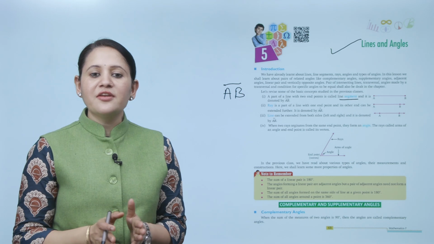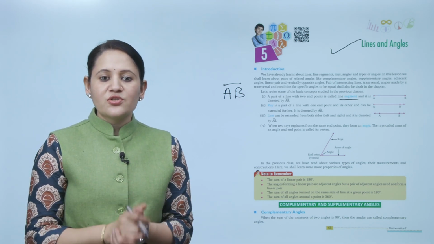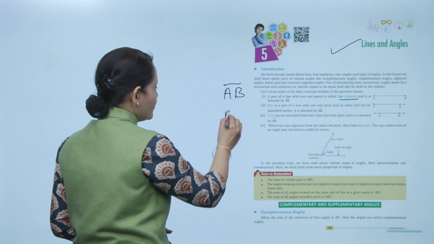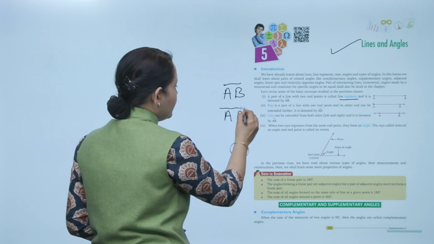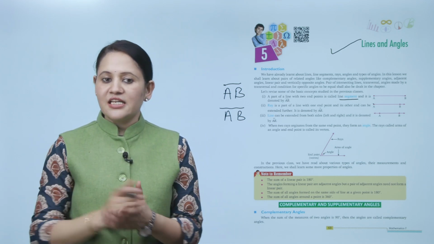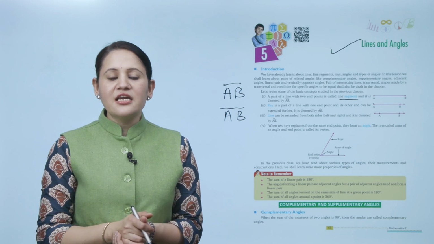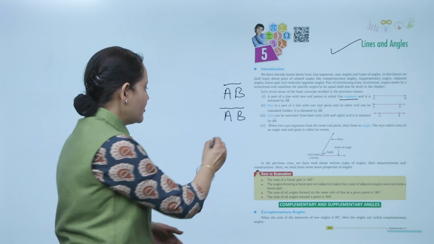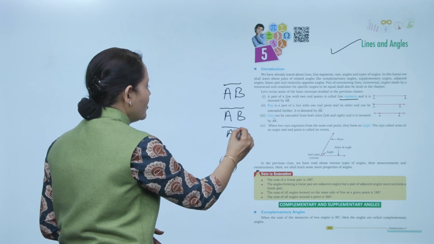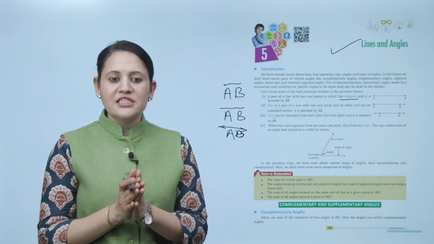A ray is a part of a line with one endpoint and its other point can be extended further. Here it is a ray, it has one endpoint. So ray AB means one-side arrow, meaning in one direction it can be extended endlessly. A line can be extended from both sides, left and right, and it is denoted by line AB. It has no endpoint, so it has arrows on both sides. So it can be extended in both directions endlessly.